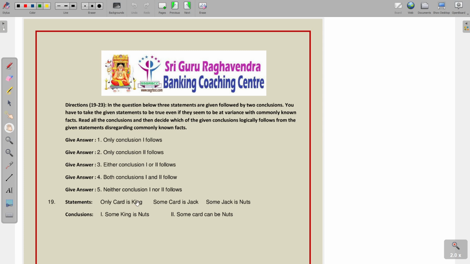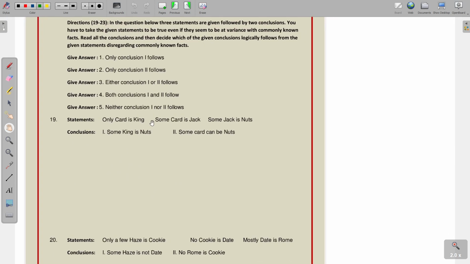Conclusions here. Syllogisms here. So see the first one. Question number 19. Statement 1: Only card is king. It means all kings are card. All kings are card, and only card has rights on kings.